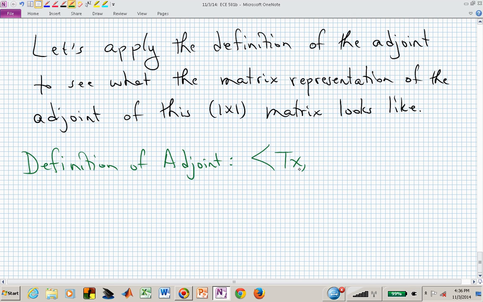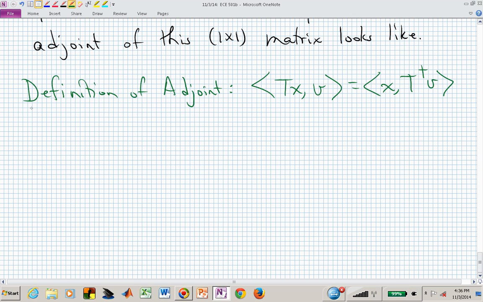We have Tx, V equaling, and now the adjoint that we want simply slides that operator into the second slot. So that this is now supposed to equal x, the adjoint applied to V. So there's our definition of the adjoint. Let's use the Euclidean inner product as our inner product. We have to pick one.